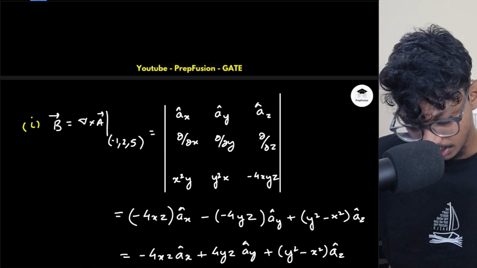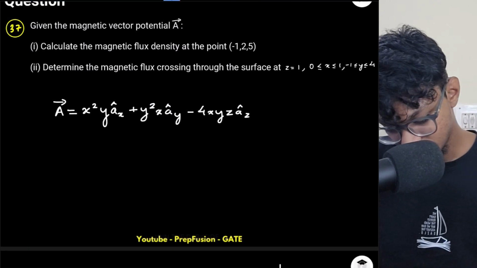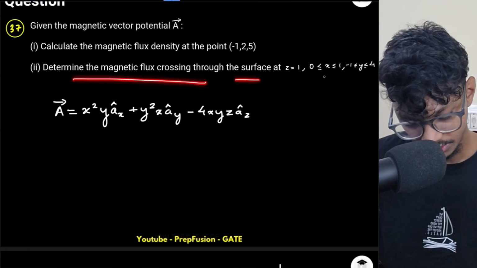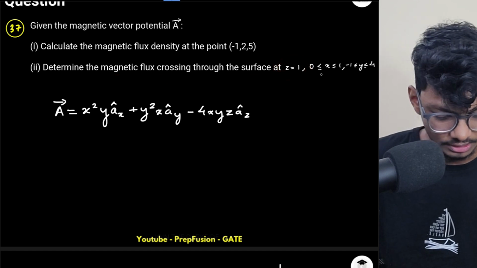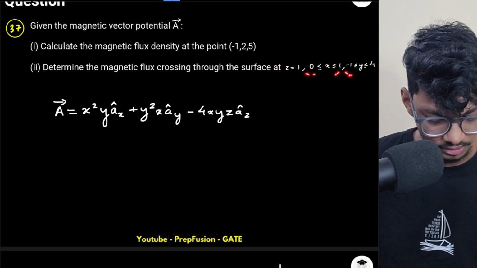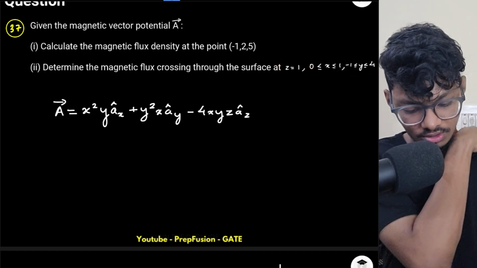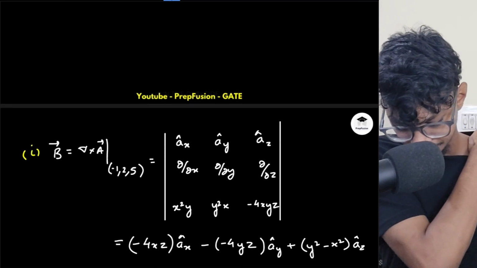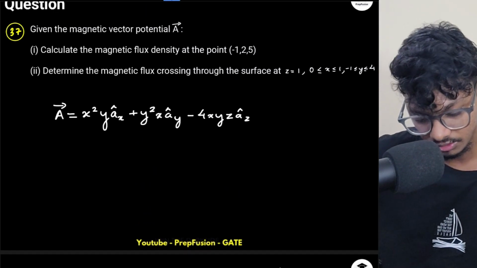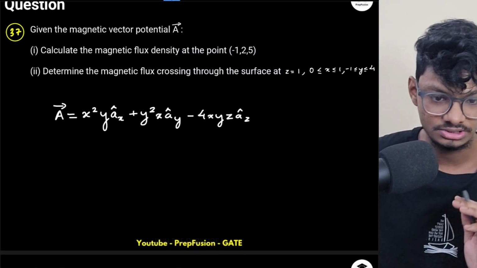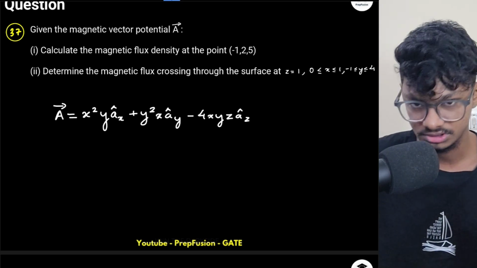Now what are they asking? They are asking us to find the magnetic flux crossing through the surface z equals 0, x going from 0 to 1, y going from -1 to 4. Can you tell me what this surface is? This is just a simple square plane.